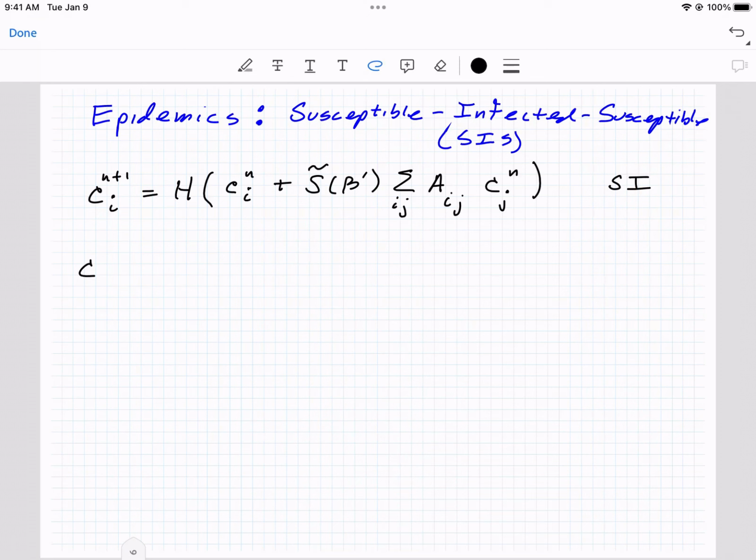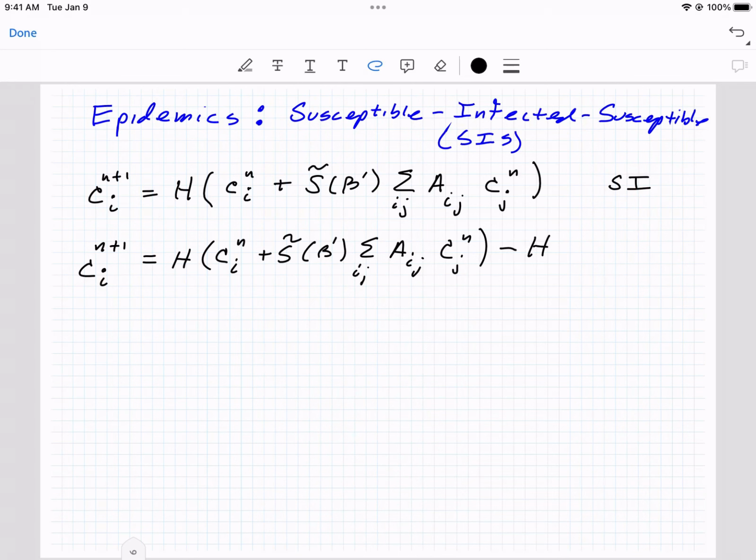We really just have to have a decay term that we have to add, so that if you're infected, you can transition back to being susceptible. And so the state of node i at n+1, it'll be this Heaviside. And so then this is going to be the same thing. It's just going to be c_i^n, the stochastic function of beta prime, sum over j, A_ij, c_j^n times the step function. But then we have to subtract off. And so this is the probability that we're going to recover. And so that's going to be proportional to, or given by your state.